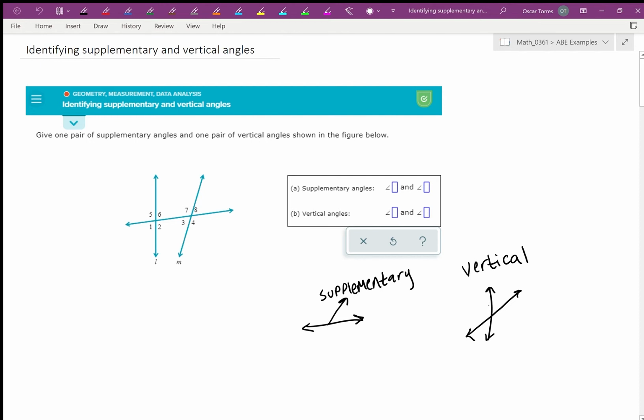So if we look at one of the angles of this figure, let's say we're looking at this angle up here, the angle on the opposite side of this would be down here at the bottom left corner. These two angles are exactly the same, so we say that they are vertical angles.